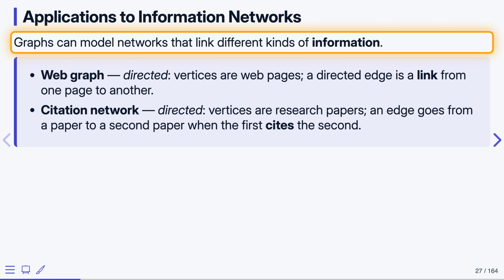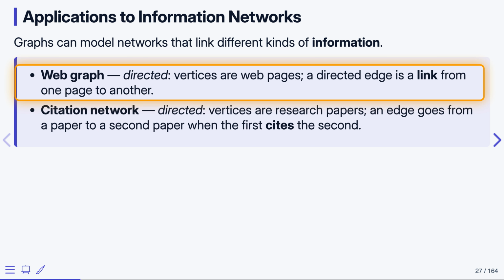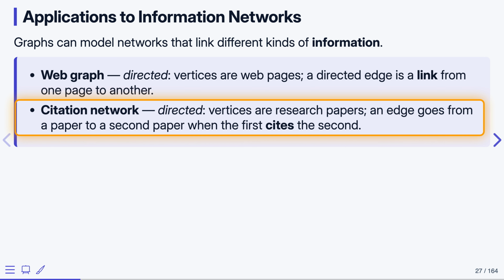Next we look at information networks. These graphs link pieces of information. The first example is the web graph. Each dot is a web page. Each arrow is a link from one page to another page. The arrows have a direction because a link points one way. Page A may link to page B, but page B need not link back. The second example is a citation network. Each dot is a research paper. We draw an arrow from one paper to a second paper when the first paper cites the second one as a reference. This graph is directed too.